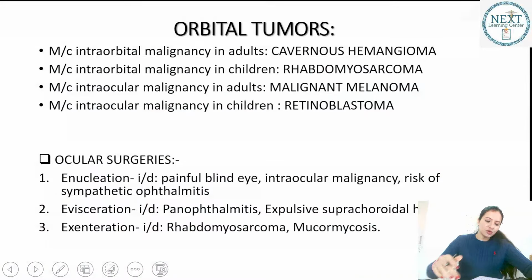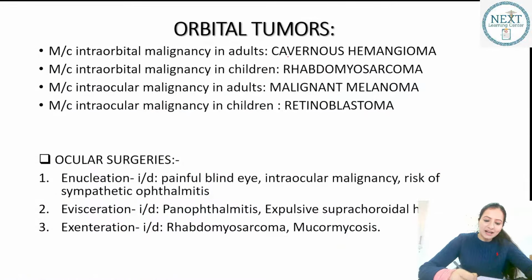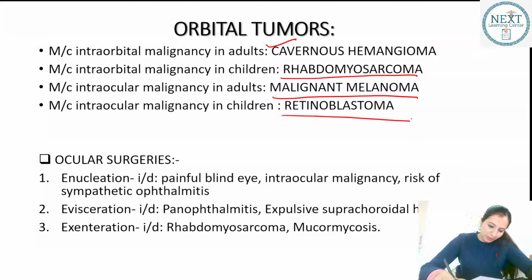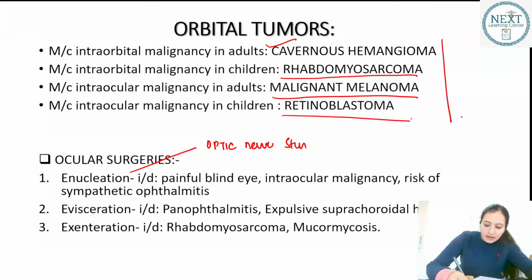Orbital tumors: the most common intraorbital malignancy in adults is cavernous hemangioma. In children, it's rhabdomyosarcoma. In adults, it is malignant melanoma. The most common intraocular malignancy in children is retinoblastoma. If we talk about enucleation, only the optic nerve stump along with the extraocular muscles are left behind.